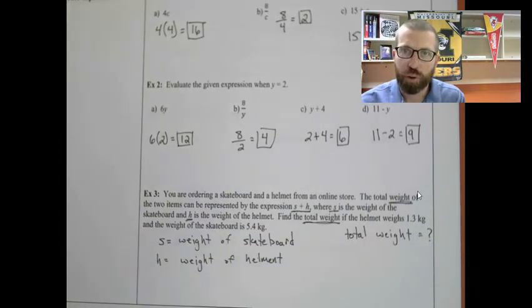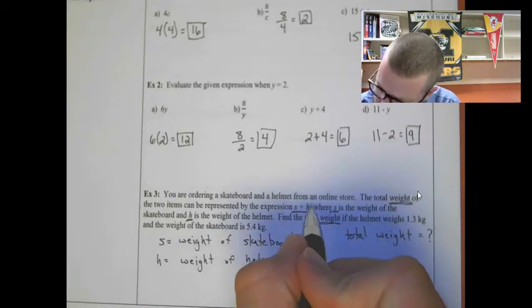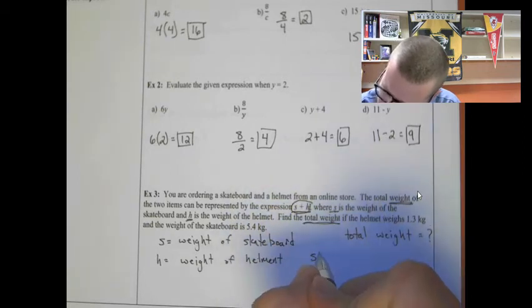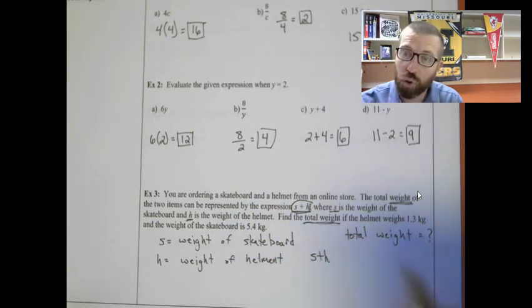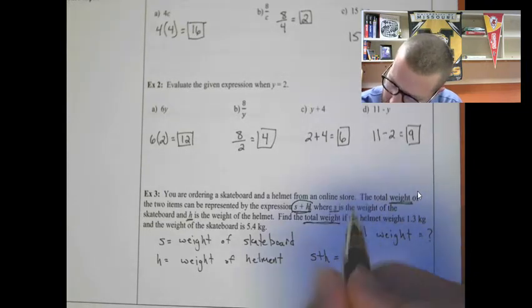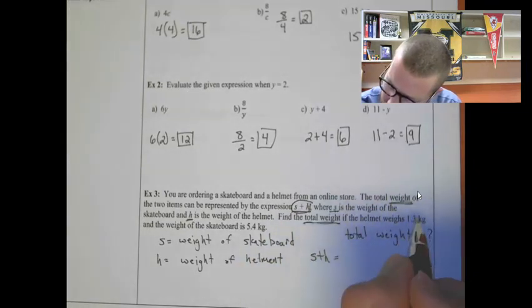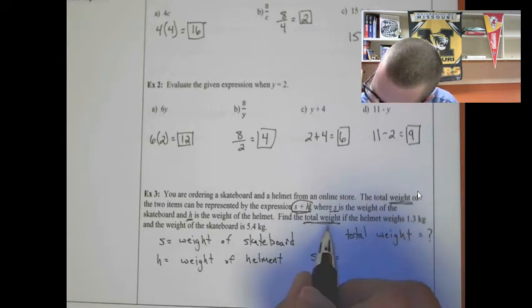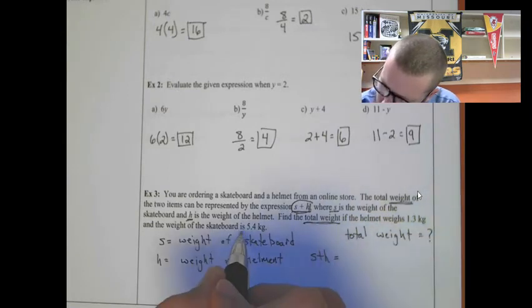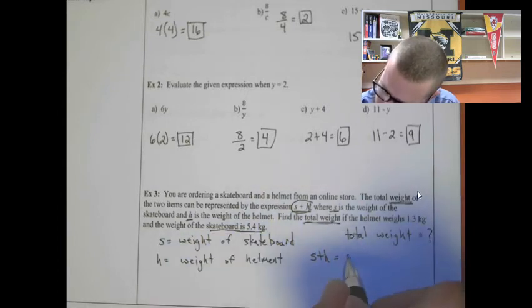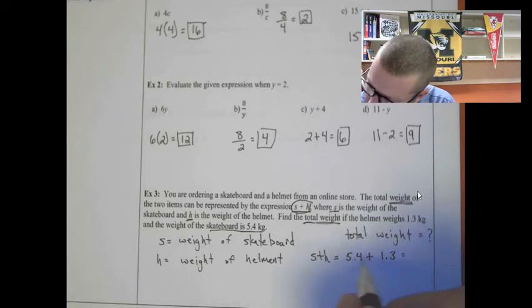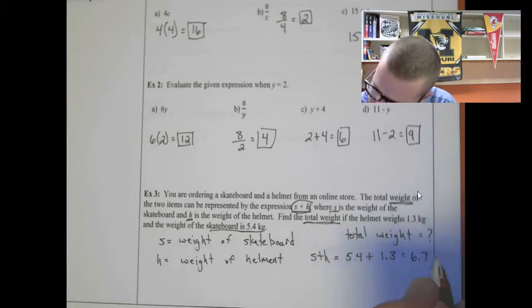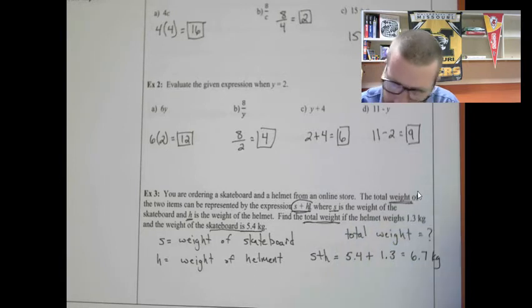Okay, so figure out what the question is asking for. The question is asking for the total weight. Well, what is the total weight? The total weight is S plus H. So if S plus H is the total weight, and if I add those together, I know S is 1.3 because that's, whoops, I got that backwards. S is 5.4 because that's the weight of the skateboard. And then H is 1.3 because that's the weight of the helmet. And I add those together and you get 6.7 kilograms.